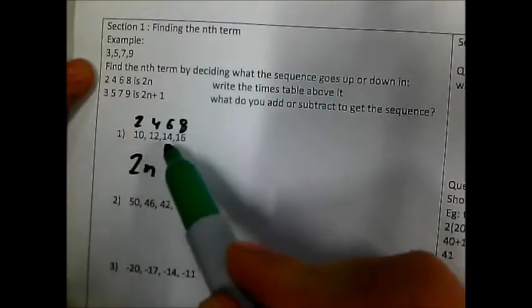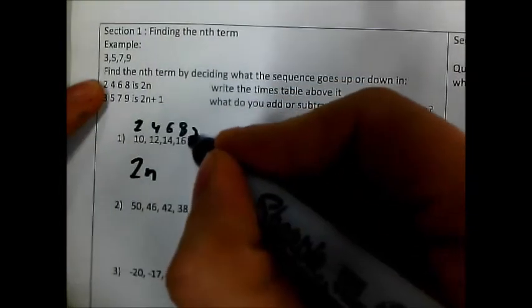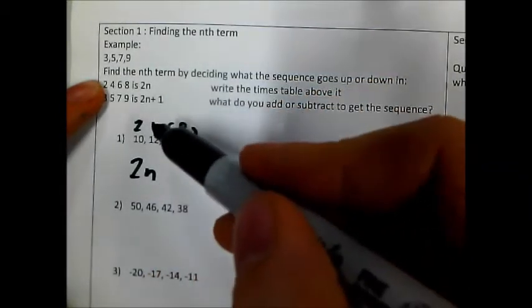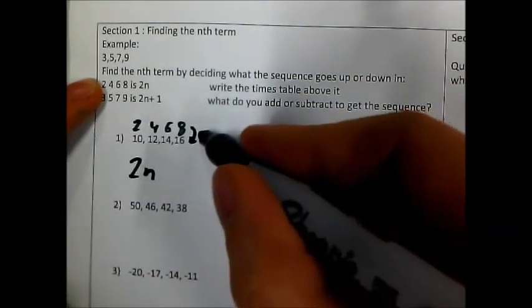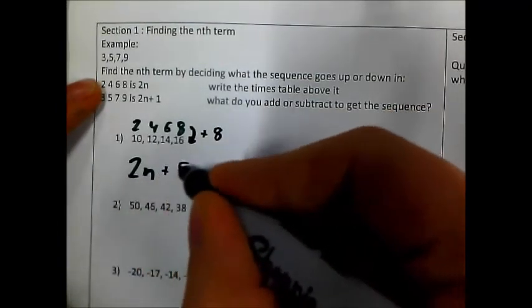But I do not want the 2 times table. I want 10, 12, 14, 16. So each time, from 8 to 16, from 6 to 14, from 4 to 12, and from 2 to 10, I need to add 8. So it's going to be 2n plus 8.